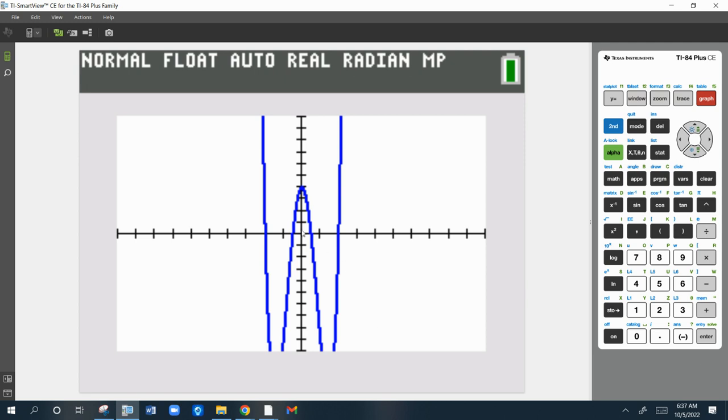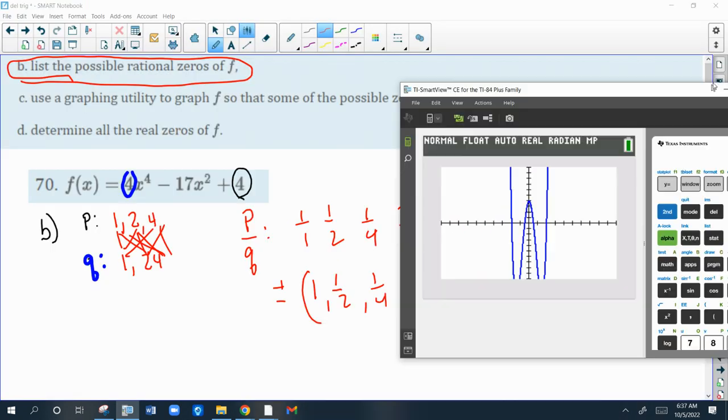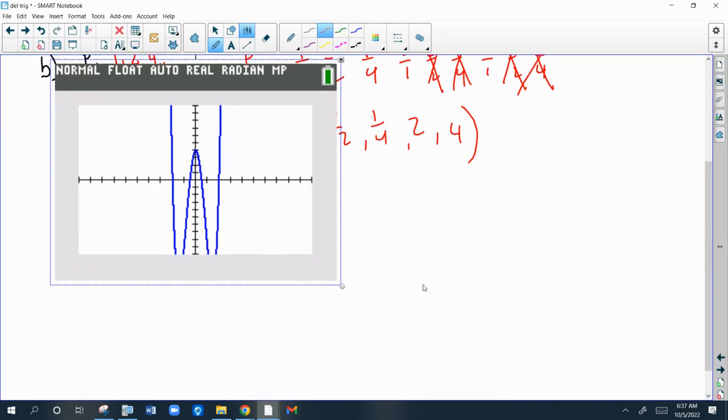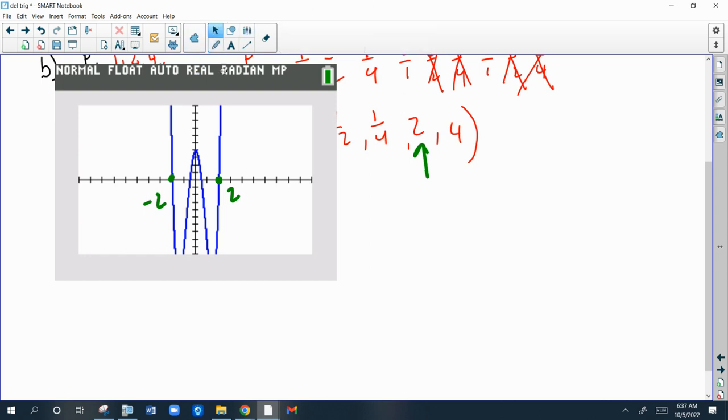I can see it goes through these 2 zeros right here that are fractions. I could use my zero calculator and get them, but I think this one is definitely 2, and this one is definitely negative 2. So I think plus or minus 2 are zeros, and they will work through synthetic division. So that was part C.